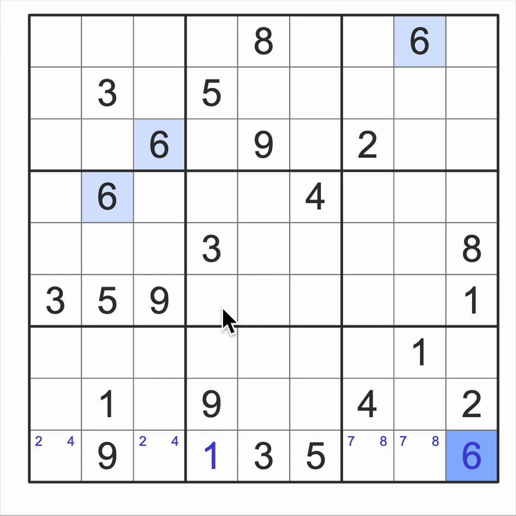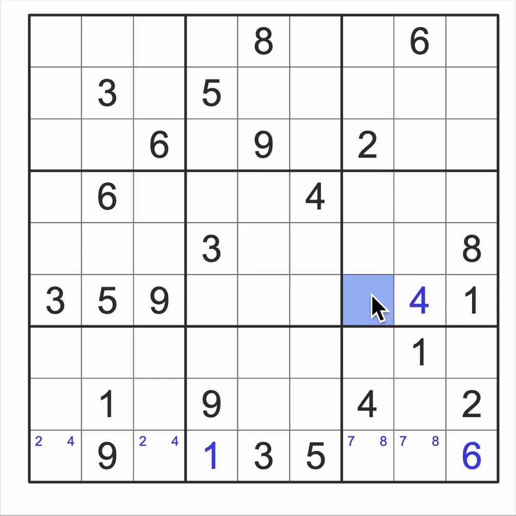And now looking at row 6, 4 here blocks these, this 4 blocks this cell, that means 4 comes here on row 6. And I think the next step is the key to today's puzzle.